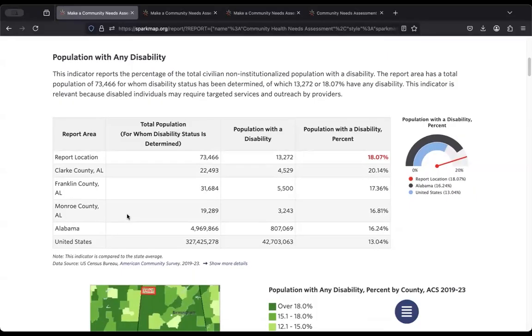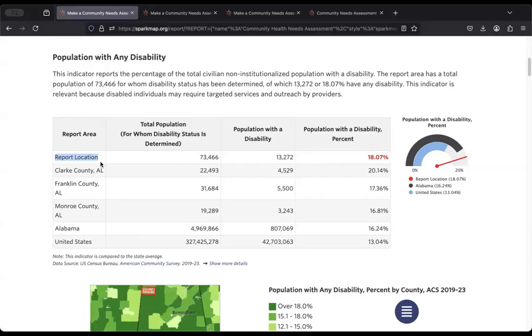So this first one is looking at population with disability, which isn't a new indicator. It is updated for that 2019 to 2023 time period, but we do have some additional breakouts available in some of these indicators that I wanted to spend some time on today. So first you'll see here that we've got an overall report location in our data table. This report location is going to be the aggregate of those three counties that I've selected, Clark, Franklin, and Monroe.